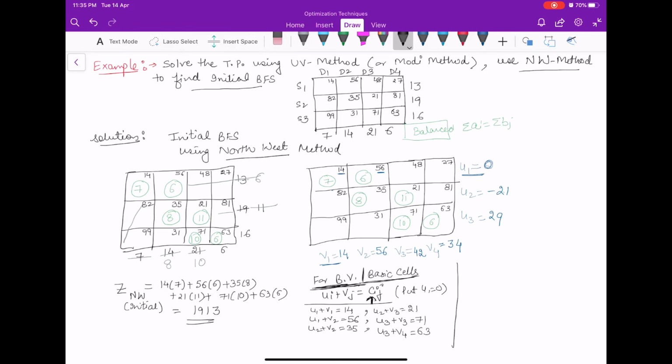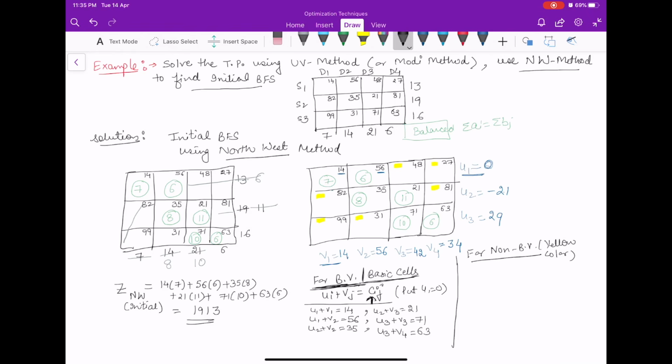Now for the non-basic variables, I want to calculate the values. We see which are the non-basic variables that are highlighted probably with some color. Let me highlight them with some yellow color. So these are the non-basic cells, yellow color, where there is no allocation.